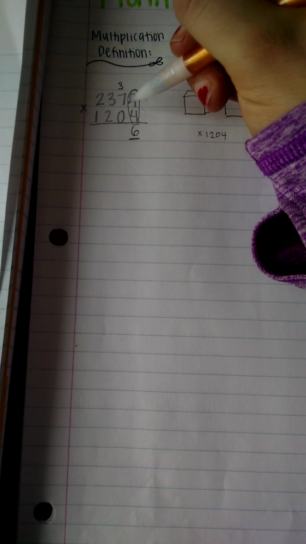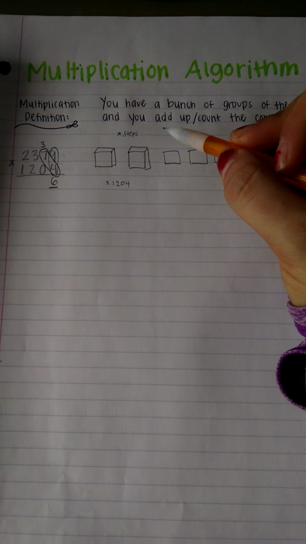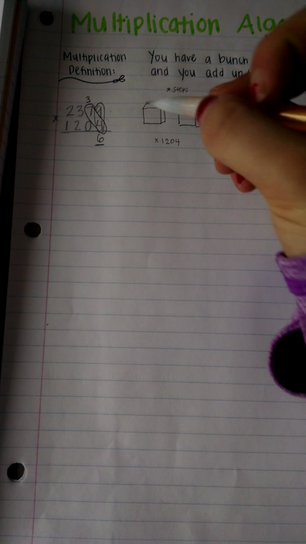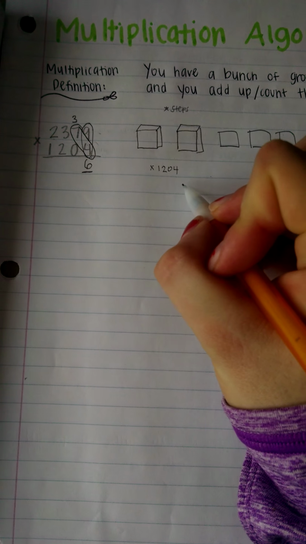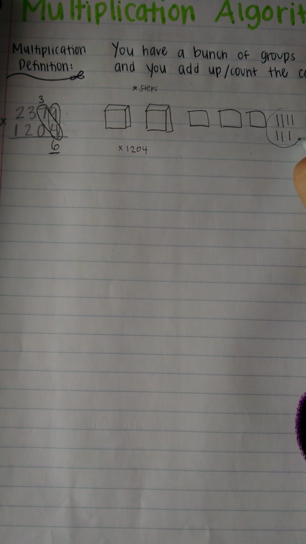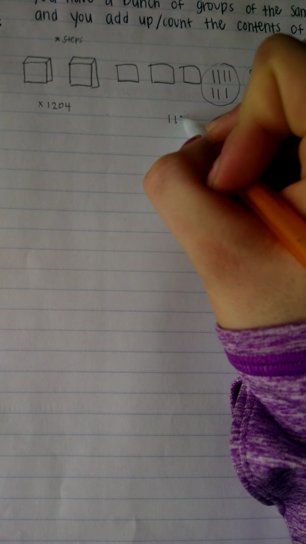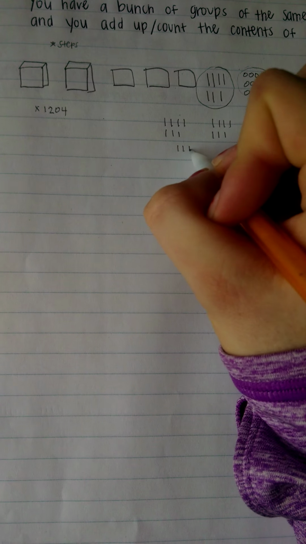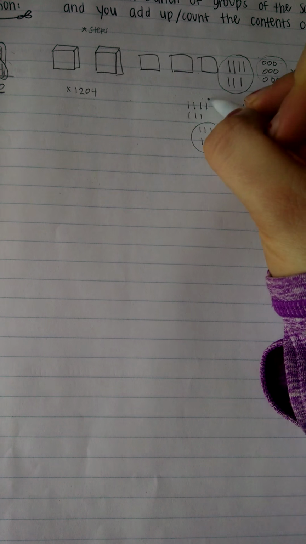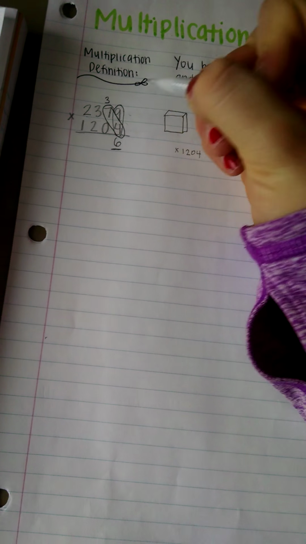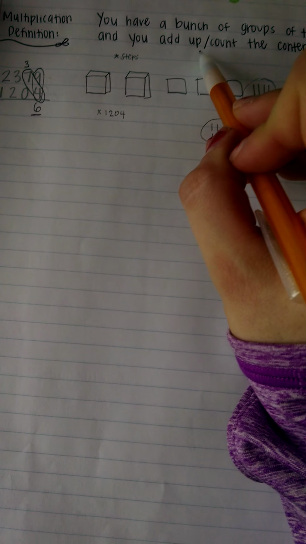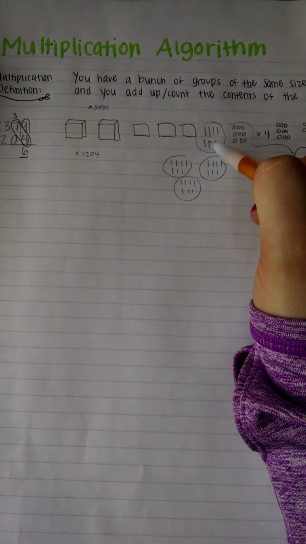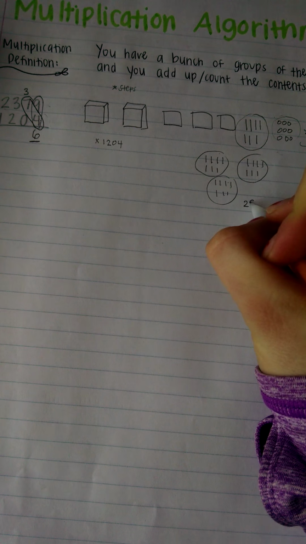Now we're in the rods place. So we do 7 times 4 because you have a bunch of groups of the same size and you add up the content of the groups. So 7 times 4, so this would be 7 rods and 4 groups of 7. So we have 7. Now this is 4 groups of 7. If we add it up, since you add up the contents of the groups, you would get 28.